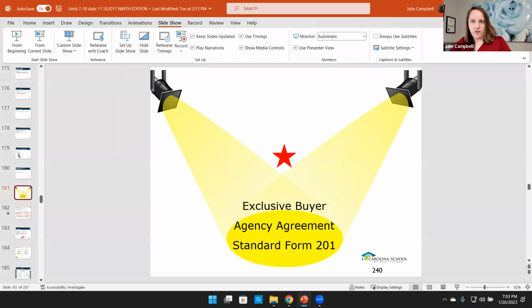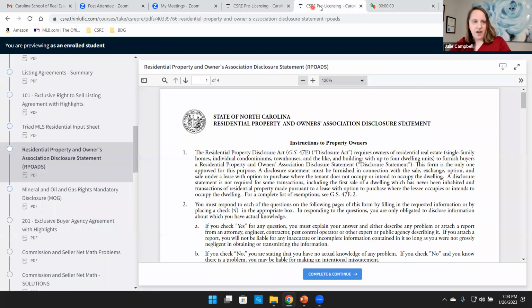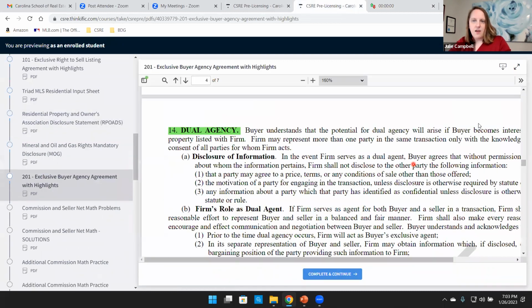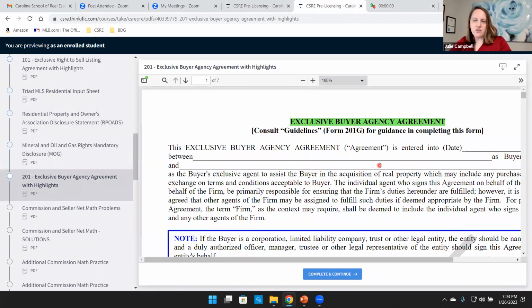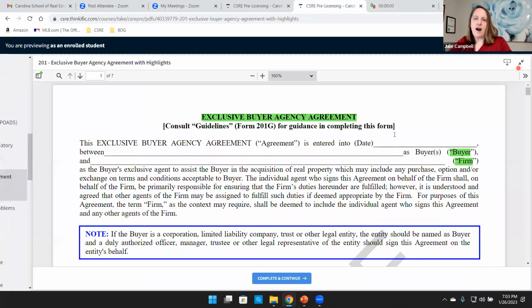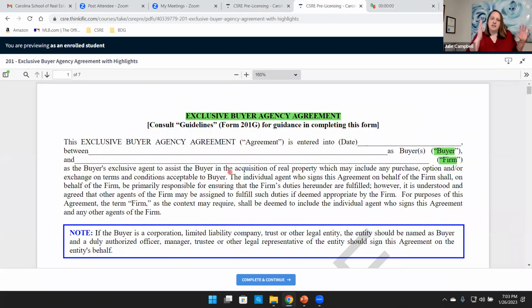So let's get out of this for a minute, and let's go back to the online learning system. And let's look at our exclusive buyer agency agreement, again with highlights. If it's in the syllabus, it's a good candidate for your exam. If it's in the syllabus, I've highlighted it here for you guys. Please, please go through and look at the highlights. Don't try to read this whole form right now. You'll read it eventually, I promise. But for right now, let's just focus on the highlights so we start introducing ourselves to these forms.